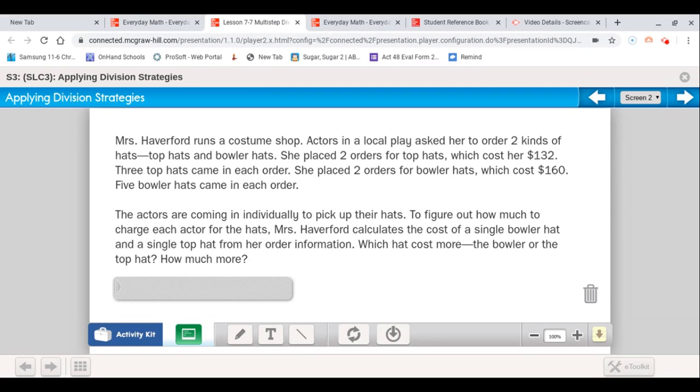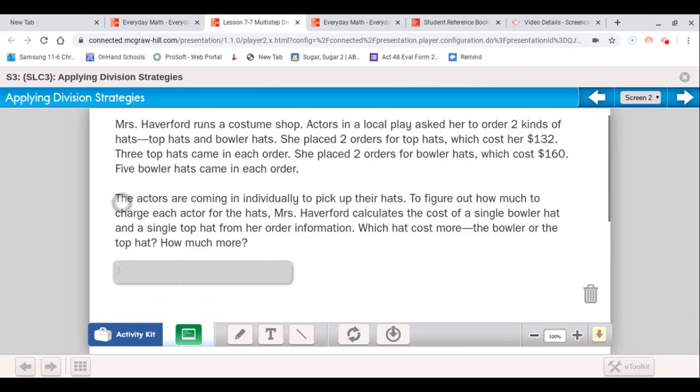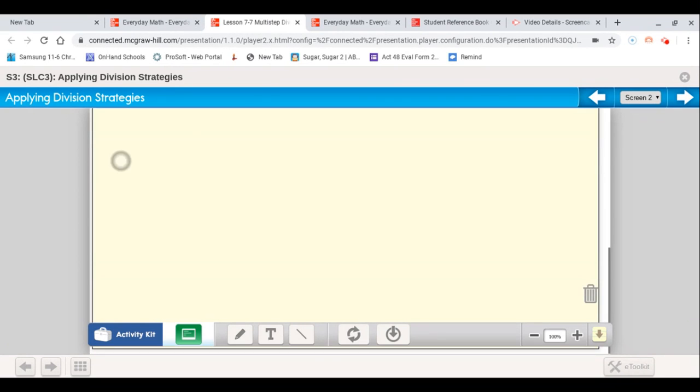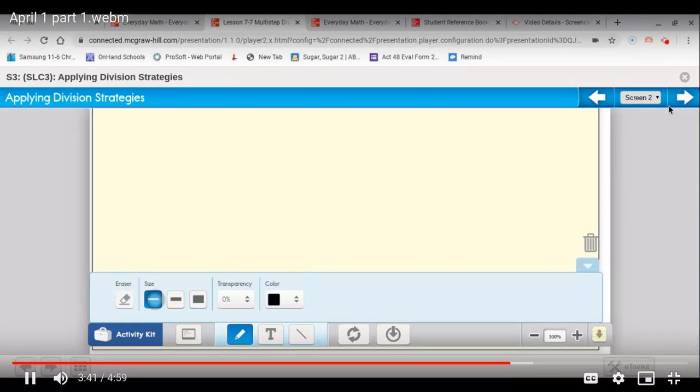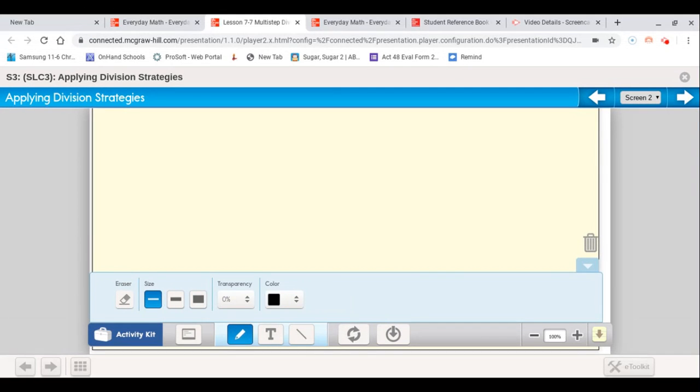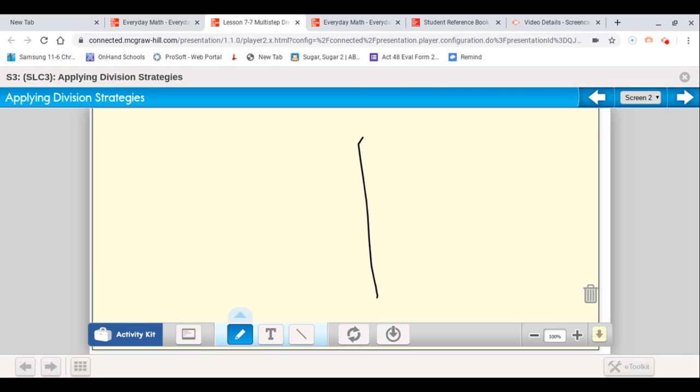So when we take a look at that, we want to think about all the information. And let's look at the bowler hats first. So in this one, I would make a T-chart. I would make something that looks like this. Get my pen. And I would make a chart and keep the information for the bowler hats on one side and the information for the top hats on the other side.